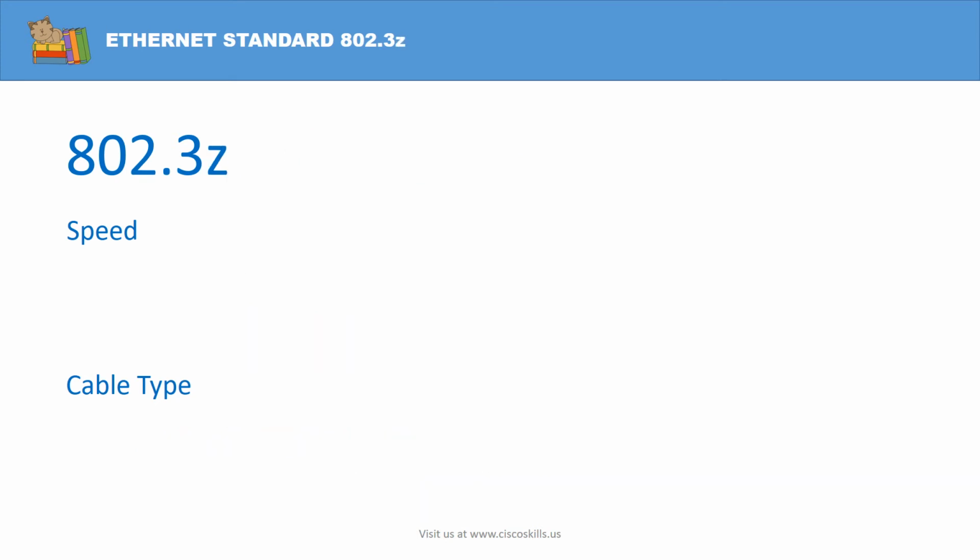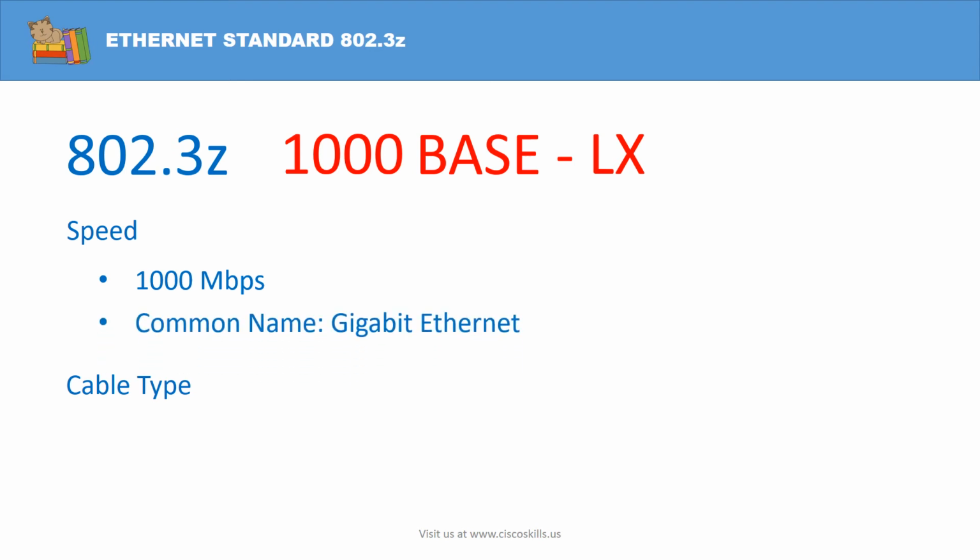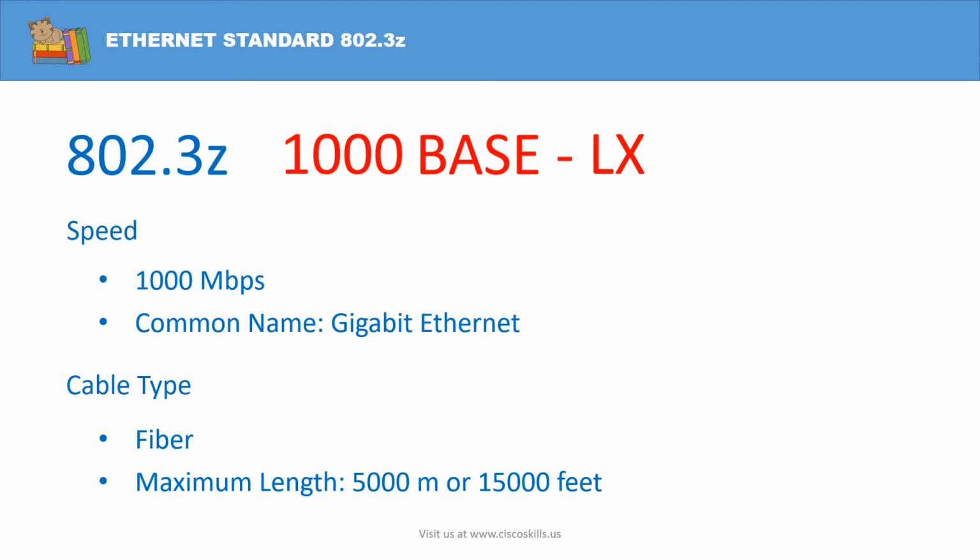The next standard is IEEE 802.3z. It has the informal name 1000BASE-LX. From the informal name we can figure out the speed is 1000 megabits per second or 1 gigabit per second. Therefore it has the common name Gigabit Ethernet. From the informal name we can also figure out the cable type is fiber, and in this standard the fiber has a maximum length of 5000 meters or 15,000 feet.